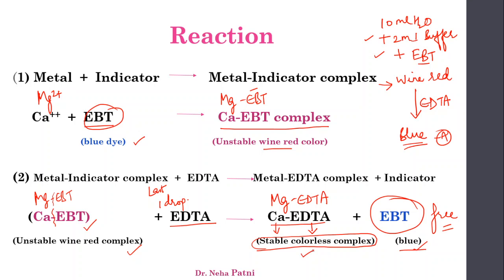Now from here only you will be able to understand that the more the hardness, the more EDTA would be consumed, because ultimately EDTA is coming from the burette, right? So from the burette, when you are adding EDTA, EDTA is consumed in making a complex with the hardness. So greater the hardness, greater would be the consumption of EDTA, and that is how you are going to find out the amount of hardness using EDTA.